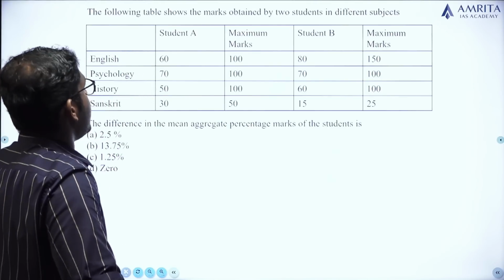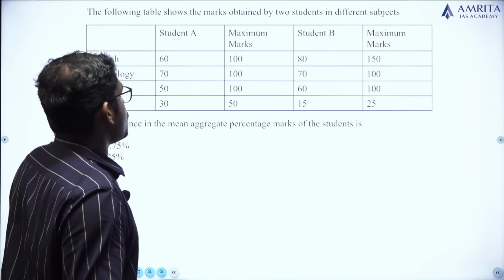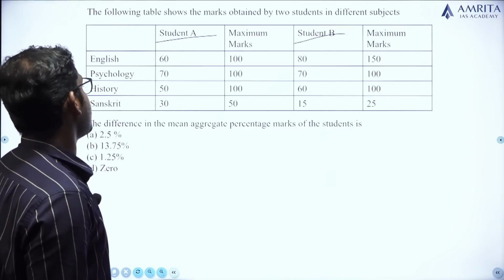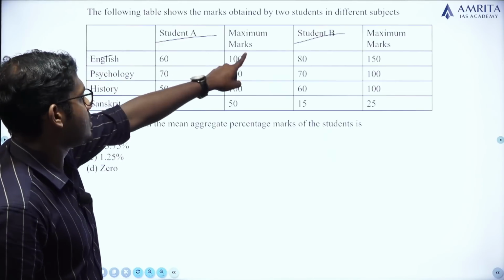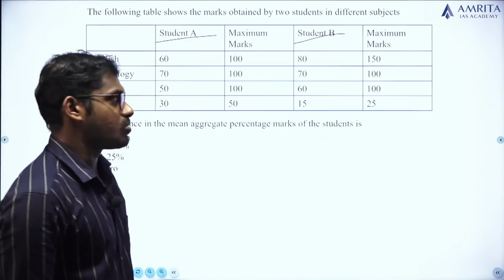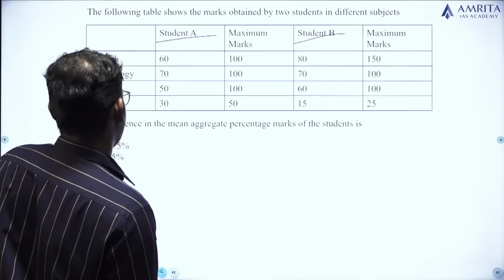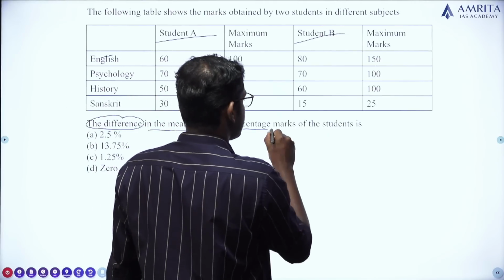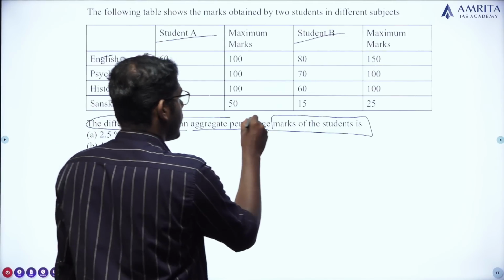The following table shows the marks obtained by two students in different subjects. There are two students, student A and student B, and different subjects: English, psychology, history and Sanskrit. And the maximum marks for each subject for each student is different. For English, the maximum mark for student A is 100, but for student B, the maximum marks is 150. Okay, just go through the particular table. The question is the difference in the mean aggregate percentage marks of the students.